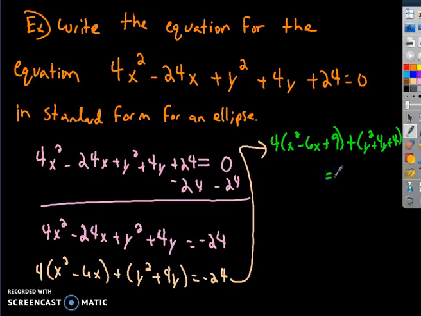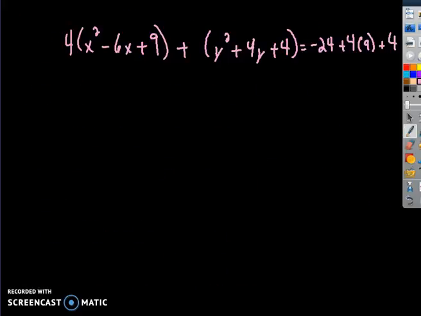And that's going to equal negative 24 plus 4 times 9 plus 4. We need a new space. I'm going to erase this screen and write it on a new screen. So I'll pause it and copy everything I have up to now. I'm about to erase this. Now this is what we have. And this 9 over here has a 4 in front because that 9 was being multiplied by 4.